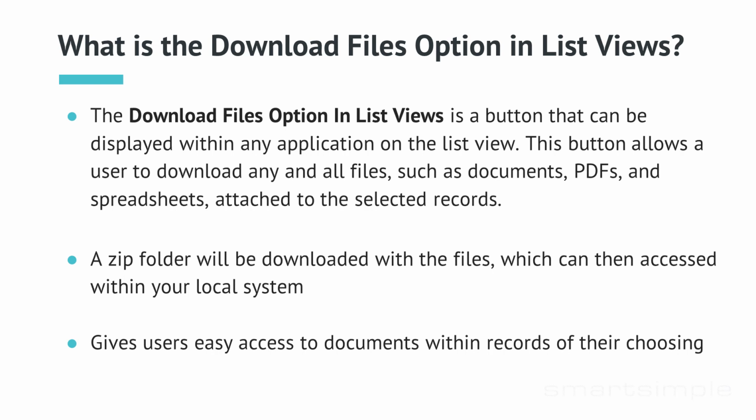The main purpose of the Files Download option is to allow users easy access to any documents of their choosing over multiple records within the UTA. It alleviates the issue of having to access each record individually and locating the appropriate documents.